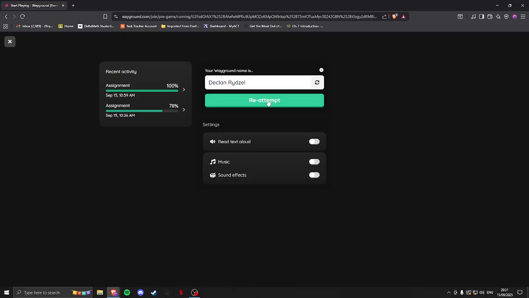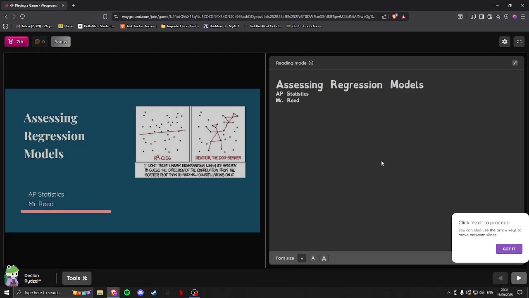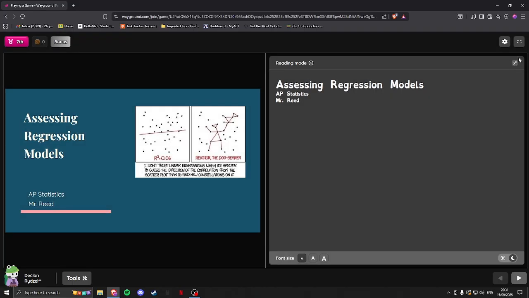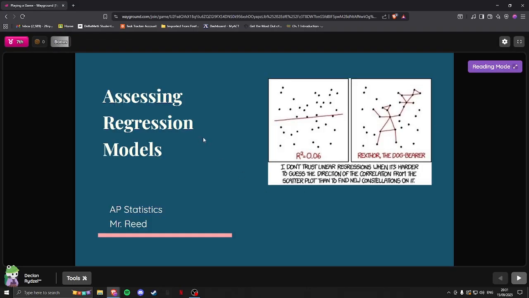This is the 2.8 quizzes for stats. I do not know why this is still on, but whatever. So this is assessing regression models.